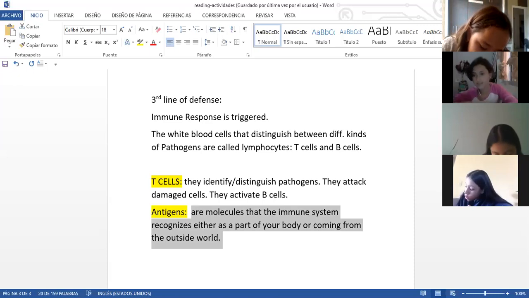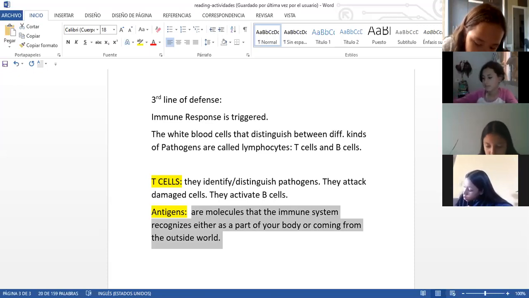Okay, kids, so question time. Let's see. What are the names of the white blood cells that act in the immune response?